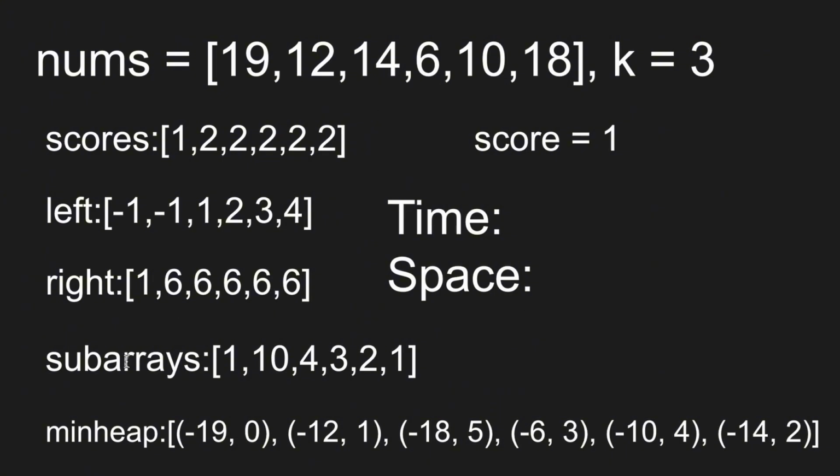And after setting up subarrays, we can set up a min heap where the number will represent the number in the index, but we will make it negative because it's a min heap. So we will have to make it negative and change it back to positive later.